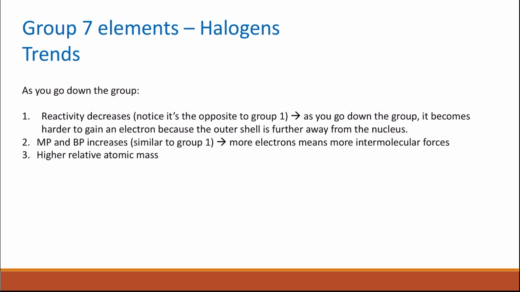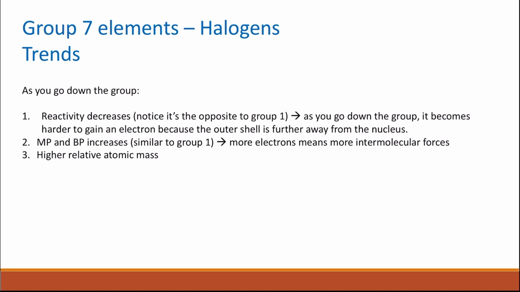The reason is that as you go down the group, it becomes harder to gain an electron because the outer shell is further away from the nucleus. In group 1 elements, the outer shell is further away from the nucleus, so it's easier to lose an electron. This is why they become more reactive. Group 7 elements, however, gain electrons. So as the outer shell becomes further away from the nucleus, it becomes harder to gain an electron.